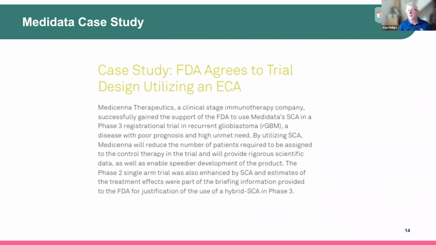They had discussions with the FDA, and the design that came out was a 1-to-2 ratio of patients to historical control. So for every 1 patient in the study, they were allowed to use 2 historical control patients as the comparator. I haven't seen the results of that trial, but it's an example where the FDA said, yes, we can use historical data to some extent.